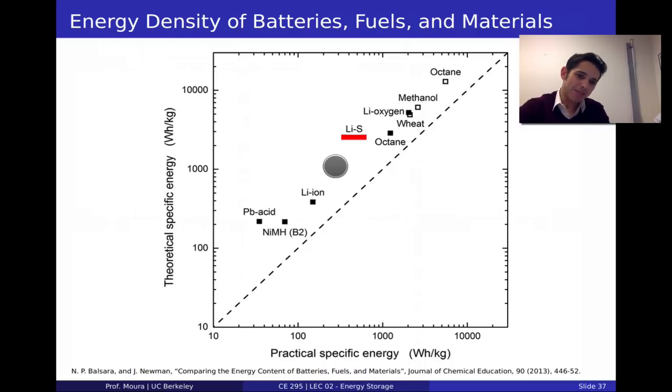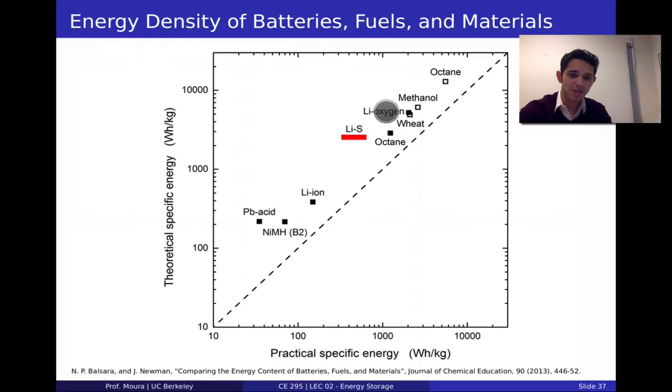This describes the energy density of batteries and other different types of fuels. What's plotted here is the theoretical specific energy and the practical specific energy. If all these technologies existed on this diagonal line, it basically means that they're 100% efficient. We don't need any balance of plant to operate these things. What's interesting about the slide actually is not those two axes. It's the following that I like to emphasize.